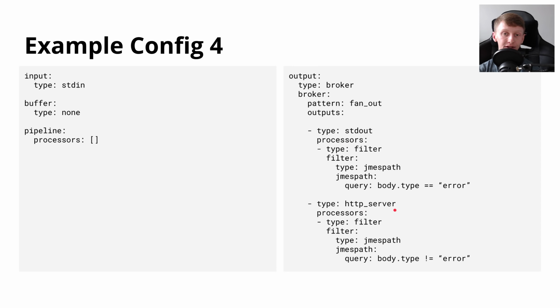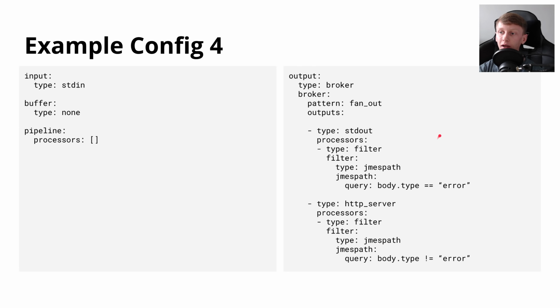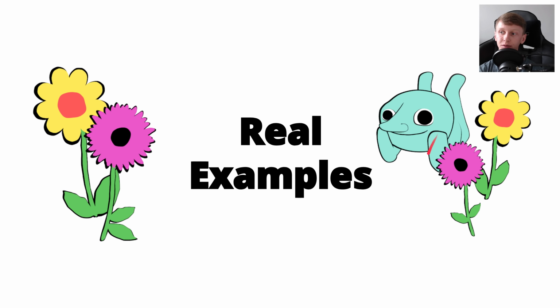Now on the HTTP server output, we do the exact opposite. So we've still got a filter, type JMESPath, and now we're looking at body.type does not equal error. And what that means is now messages coming through will either go to the standard out or they'll go to the HTTP server. And that's it. That's how you do content-based multiplexing. Obviously these queries could be huge. They could be combined in different Boolean expressions, but that one's quite simple. So that's a few demonstrations.